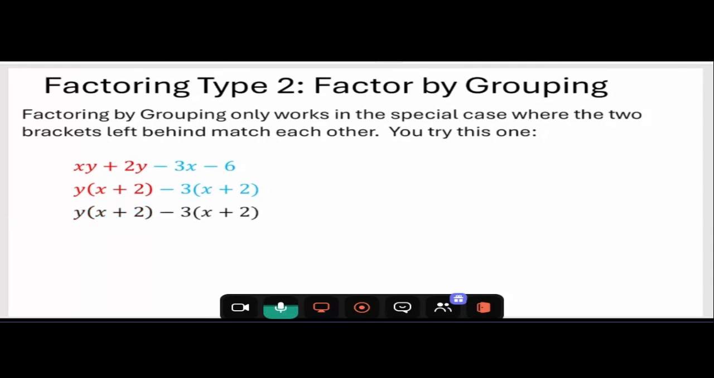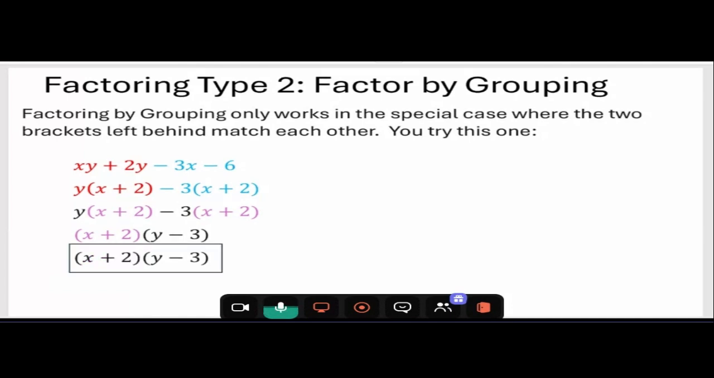Okay, and then we say, oh, look, goody, it's going to work because I got the exact same thing left behind in both. And again, if you get x plus 2 here and x minus 7 over here, stop, because factoring by grouping will not work on that setup. So we identify that both of those pieces have an x plus 2. We common factor out that entire bracket. We pull it out front. And you can see what's left behind is a y minus 3, just like that.